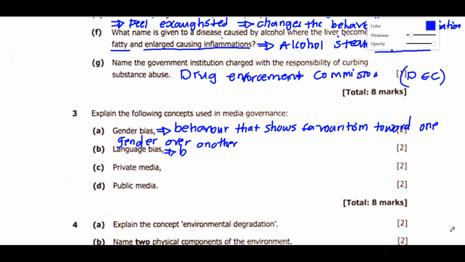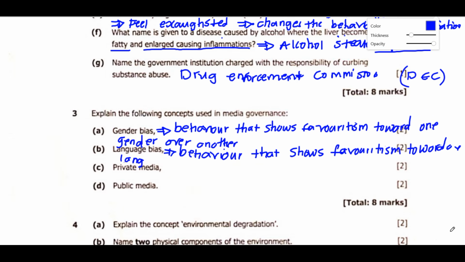So we'll say behavior that shows favoritism toward one language over another.